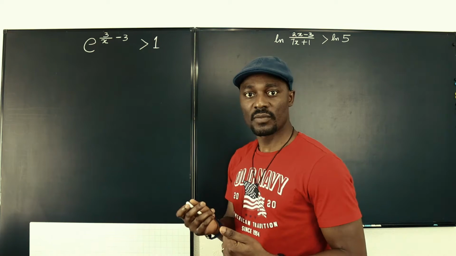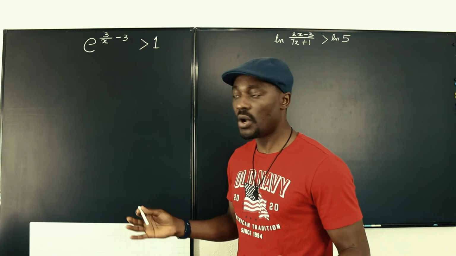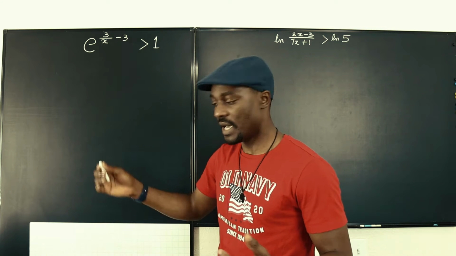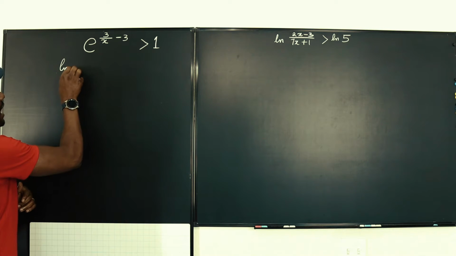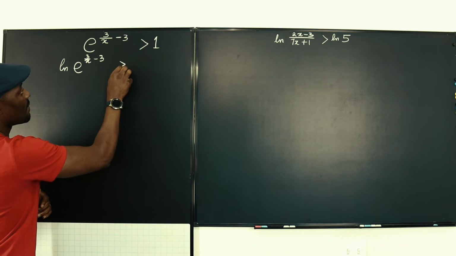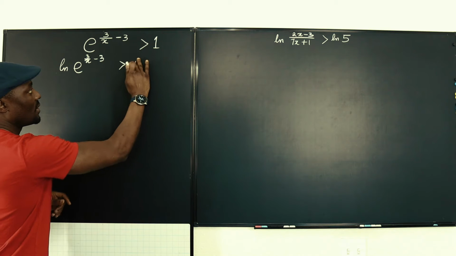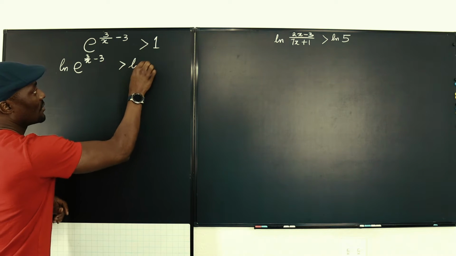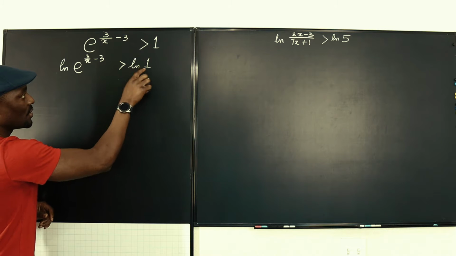Don't cross multiply whenever you're doing inequalities. Let me show you. The first thing you want to do is introduce natural log to get rid of the e. So if we say natural log of e to the 3 over x minus 3 is greater than 1, we have to introduce natural log on this side too. So that's natural log of 1, and we know that the natural log of 1 is going to be 0.